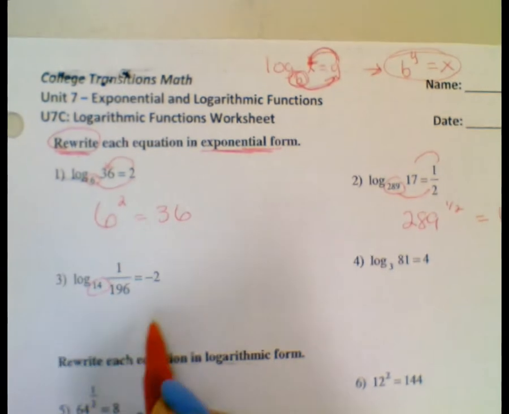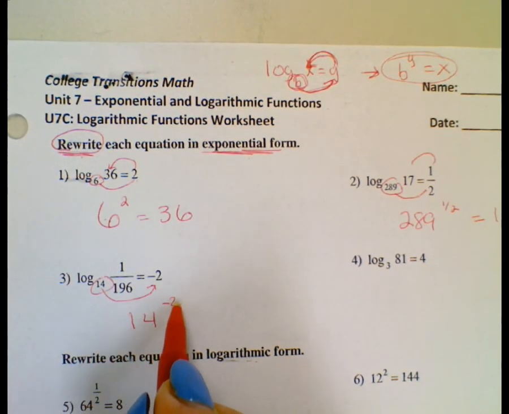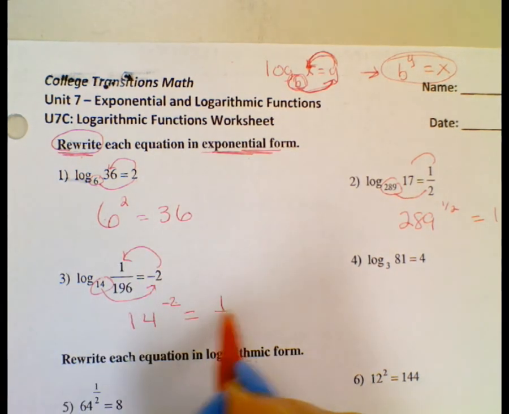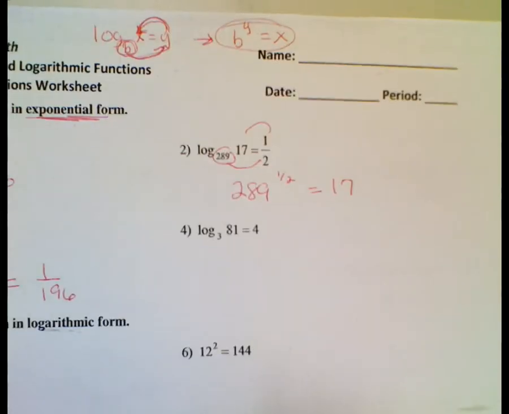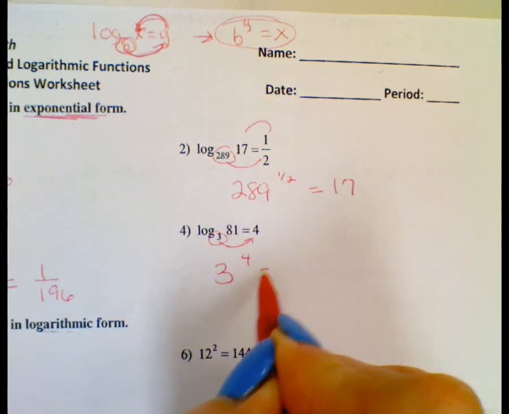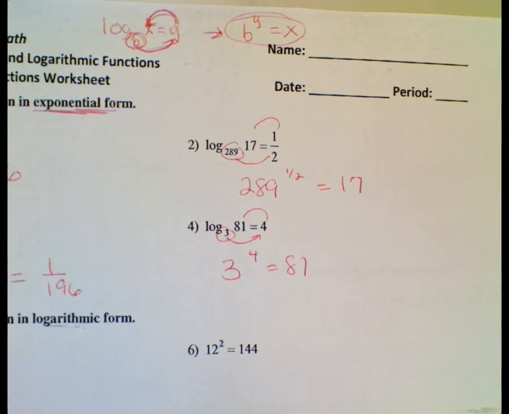So this one, your base is 14. So write that. Pick up your exponent, -2. Whenever you have a negative exponent, you're going to have a fraction that it's equal to. So that's why that is a fraction, 196. And your base in this one is 3. Pick up the 4. Set it equal to 81. That's all you have to do. Put it in exponential form.